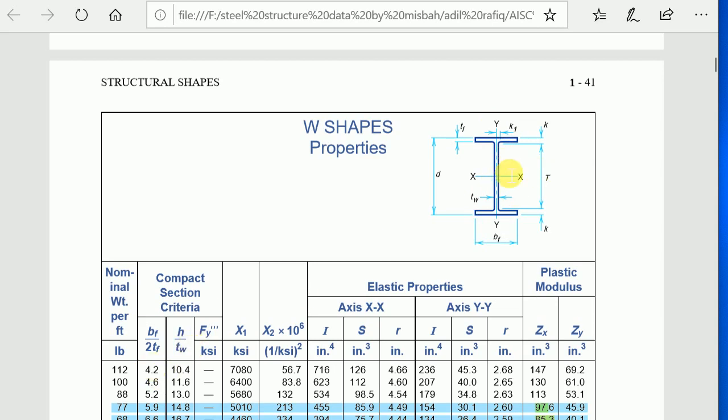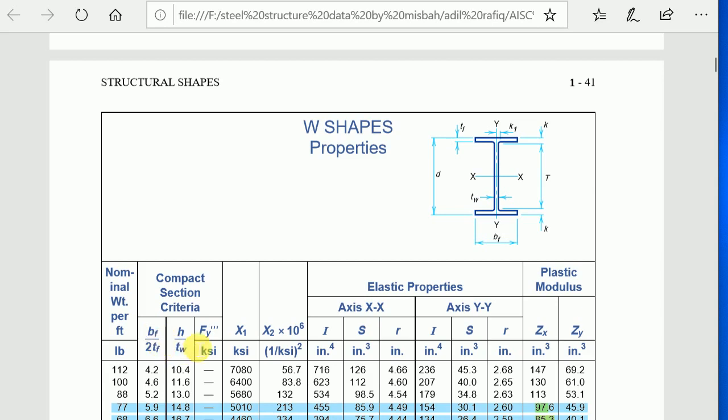We use this in the example in question number 2, but up to this point you must understand that this is a slenderness ratio and it is denoted by lambda: lambda f and lambda w. Now, back to the video.